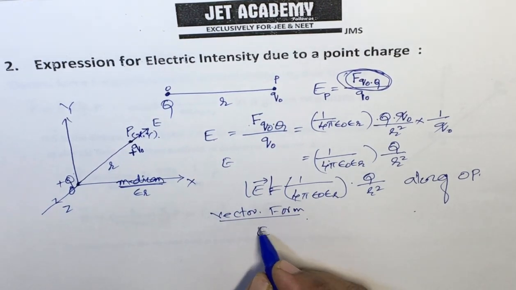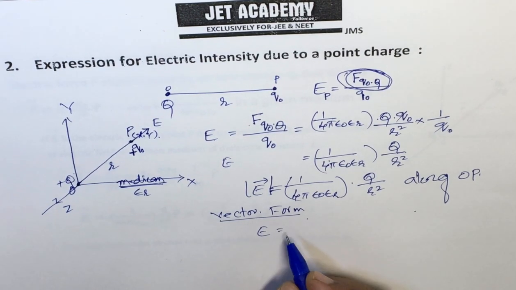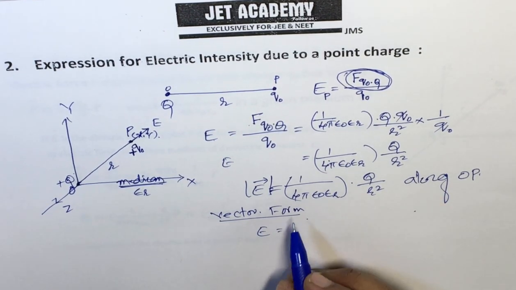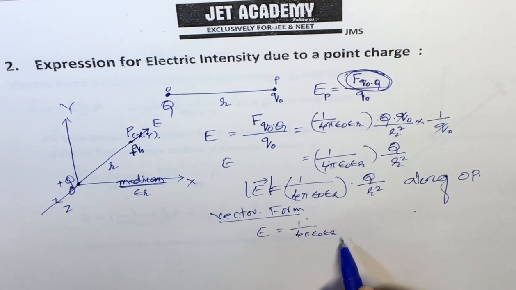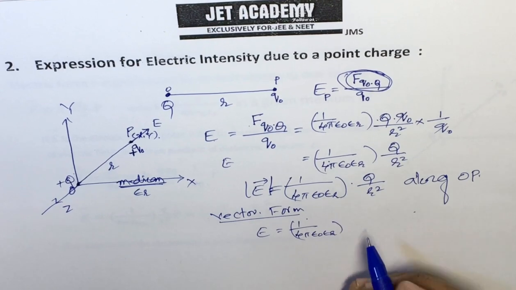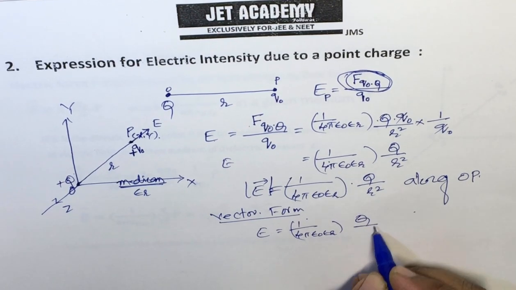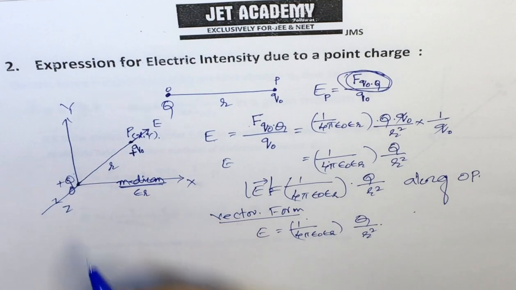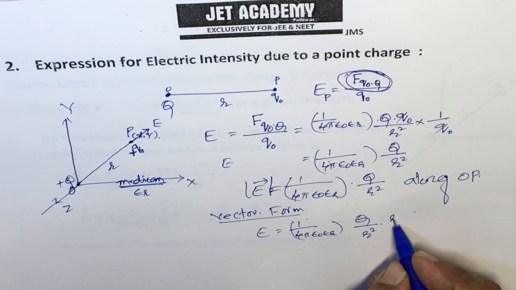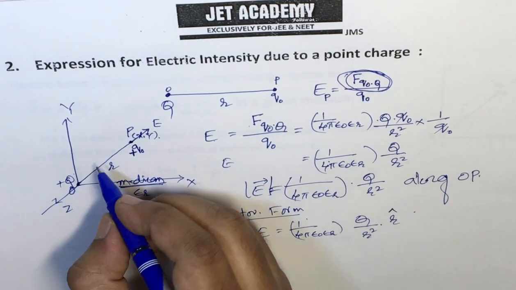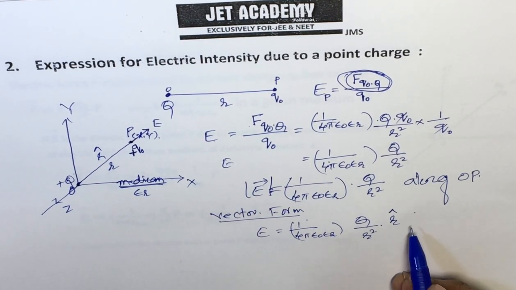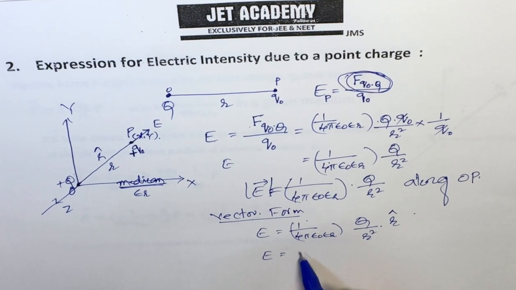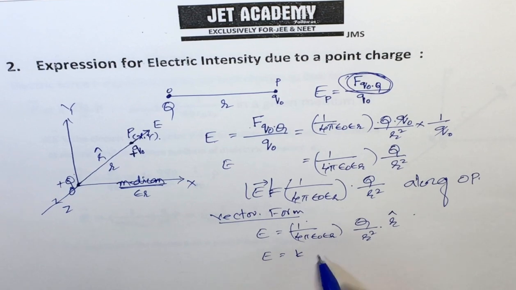Then the E vector is represented, instead of along OP, as 1 upon 4 pi epsilon naught epsilon R, which I will call K, next Q upon R square, in the direction of the unit vector R. This is the vector form. This is a unit vector, or we can write, instead of 1 upon, K Q upon R square.